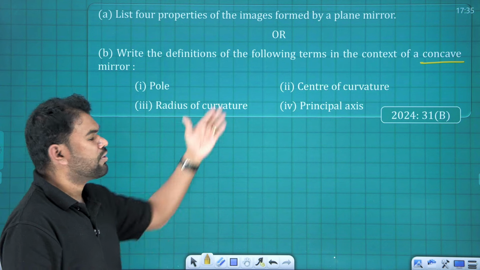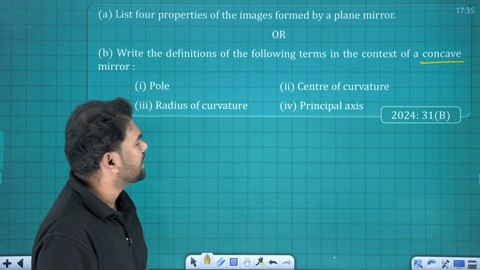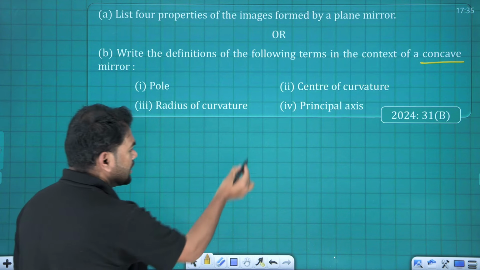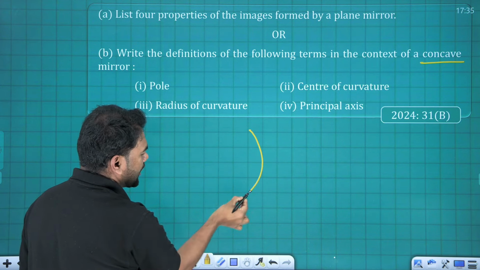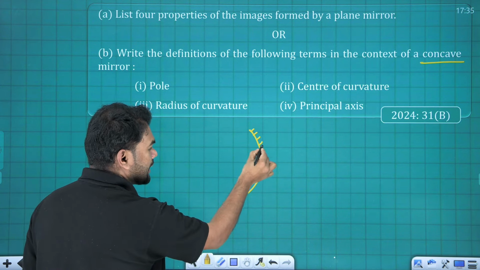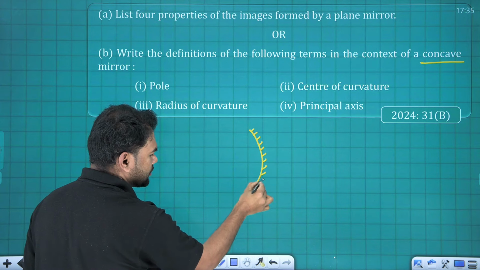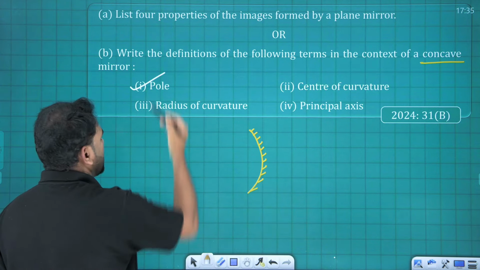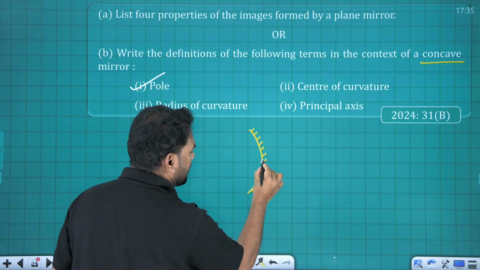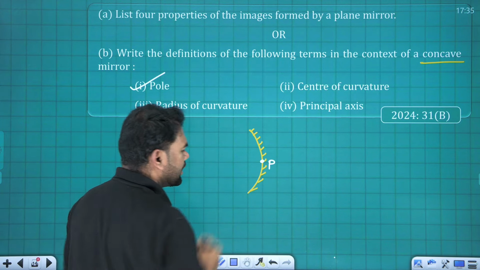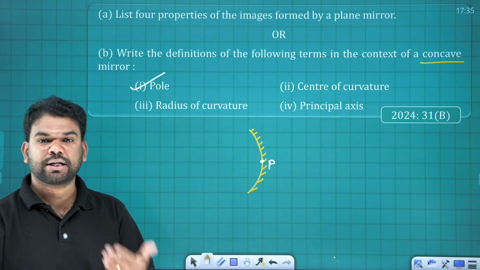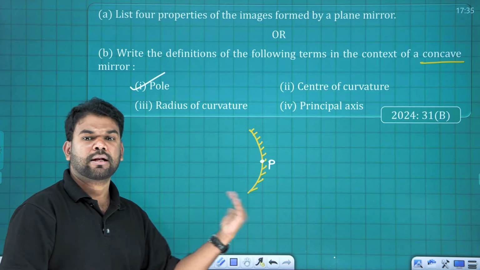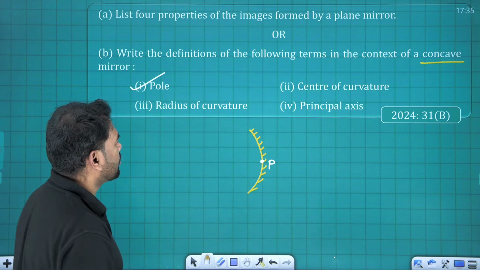Write the definitions of the following terms in the context of a concave mirror. So the question is based on a concave mirror, so we need to consider a concave mirror. A concave mirror means a mirror that curves inward. So this is a concave mirror. Now the first term, pole. You know that the midpoint of the mirror is called the pole, or we can say the geometric center of the mirror is called the pole. This is the same for both concave and convex mirrors.